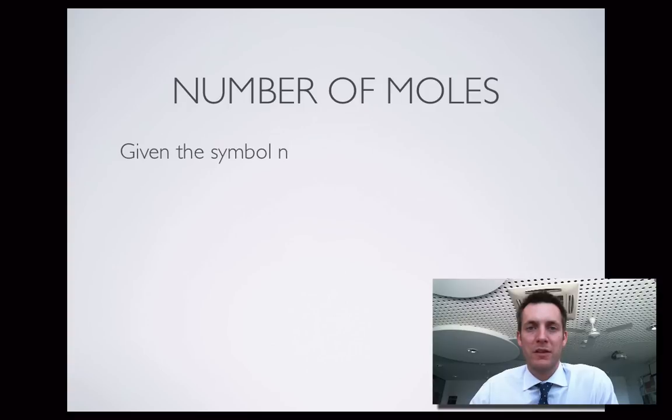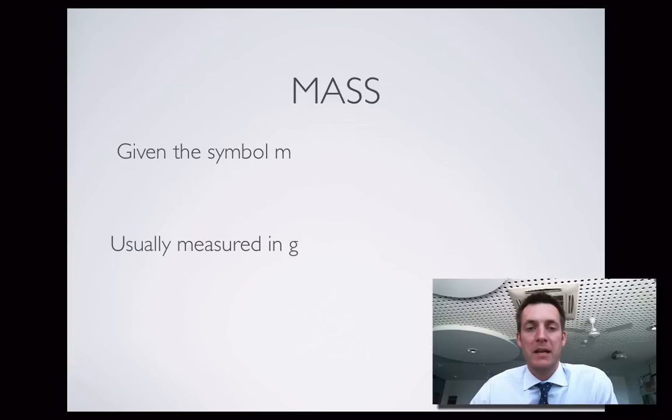What symbol do we give the number of moles? Well, that is given the symbol n, little n. You should remember this from one of the first couple of films about Avogadro's number and moles. So that's not new. The symbol for number of moles is little n. The symbol for mass is little m. Lowercase m stands for mass, and we're usually going to measure this in grams.